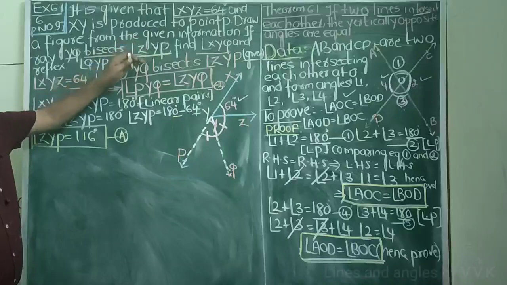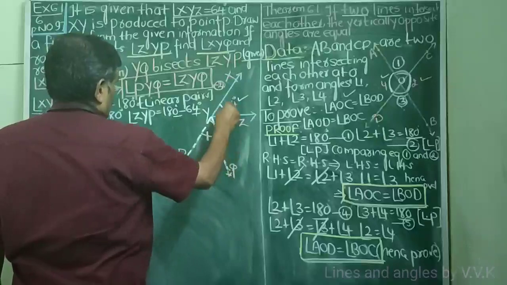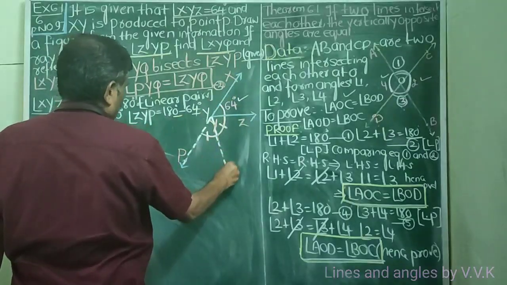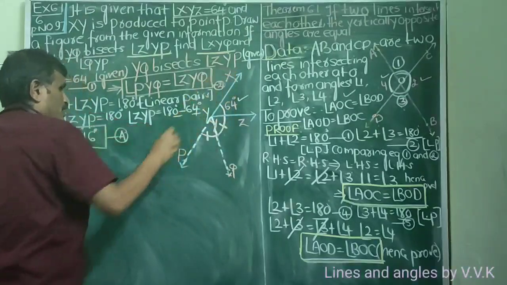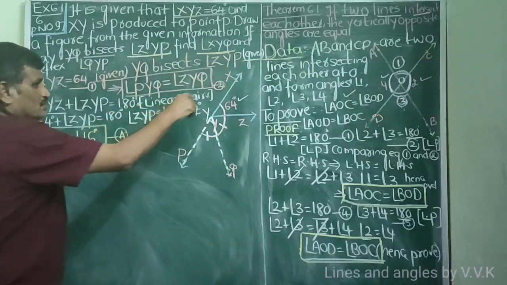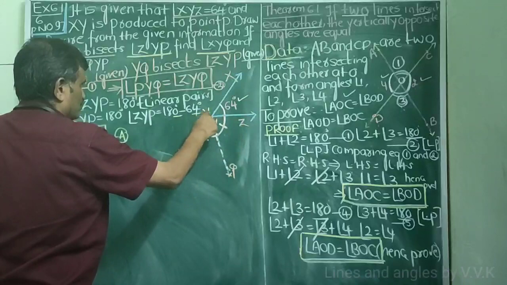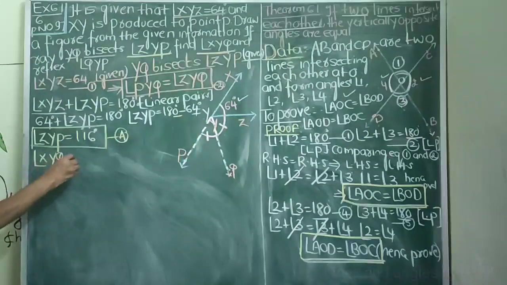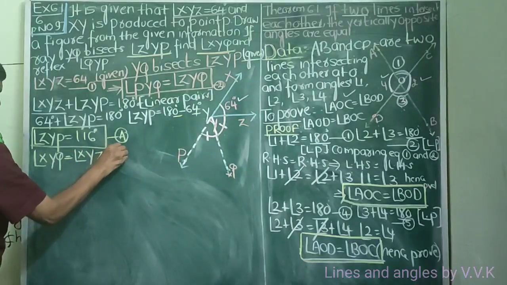Now in the second part, what he is asking is, what is XYQ? See here, this XYQ is the sum of these two. That means, what I want to tell you is angle XYQ. You can see the figure here. Angle XYQ is equal to angle XYZ plus angle ZYQ.